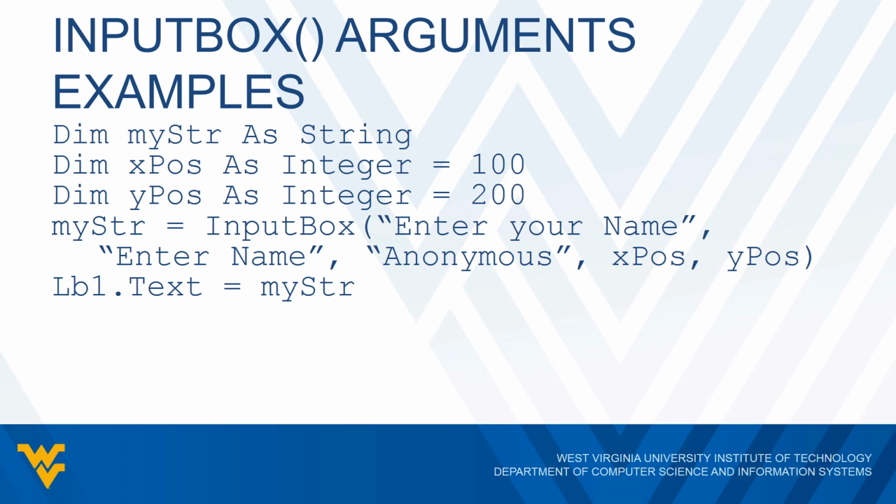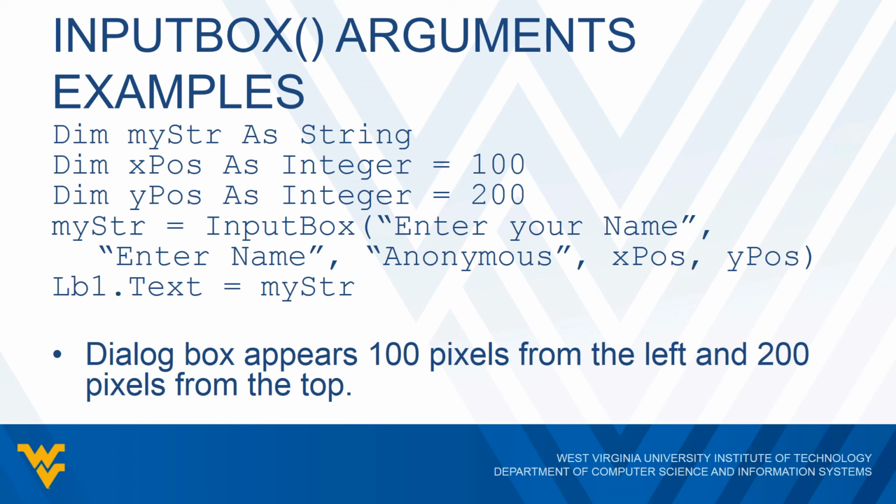So what this is going to do is we'll have our dialog box appear, except now it's going to appear 100 pixels from the left, which is what we had in the last example, but it's also going to be 200 pixels down from the top of the screen.